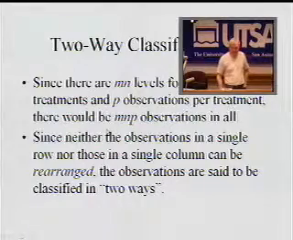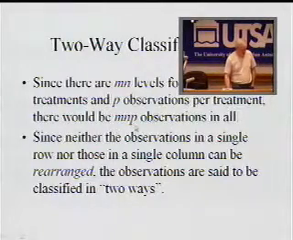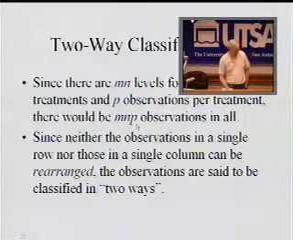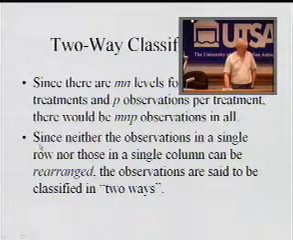statistical, mathematical textbook writing that we all enjoy so much, I'm sure. But it is making the point that you have 2 levels and a number of observations in each level. Since neither the observations in a single row nor those in a single column can be rearranged, the objects are said to be classified in 2 ways.